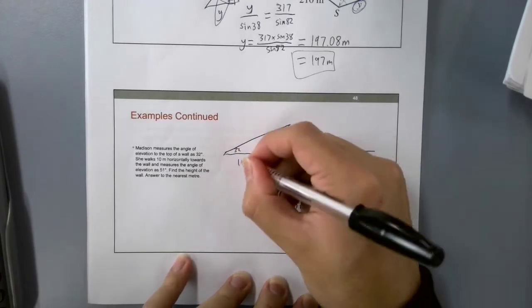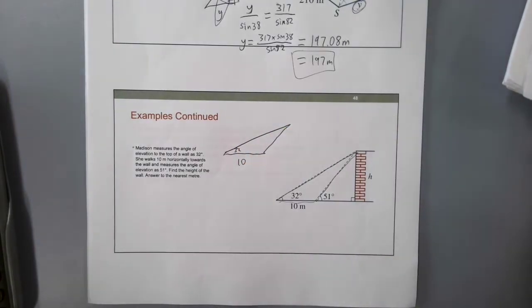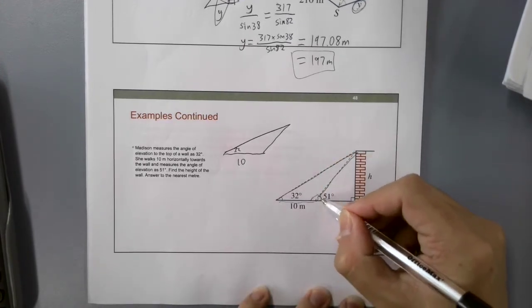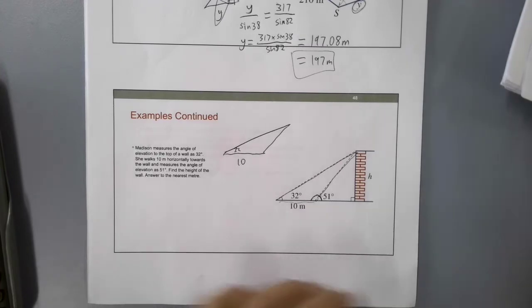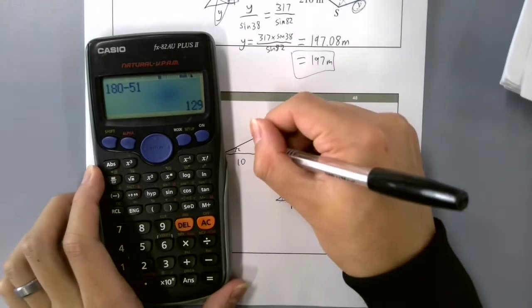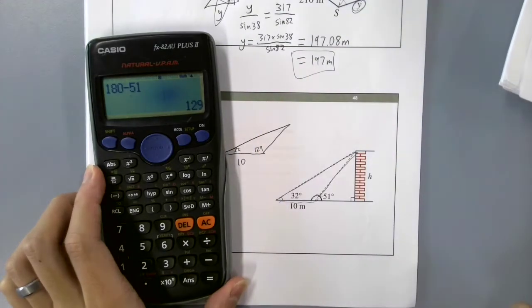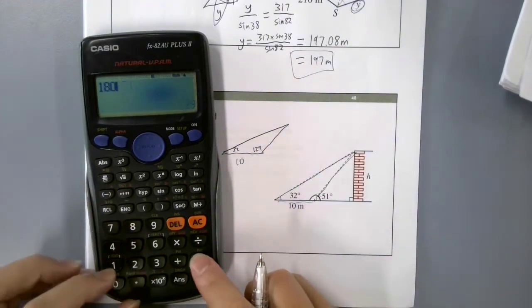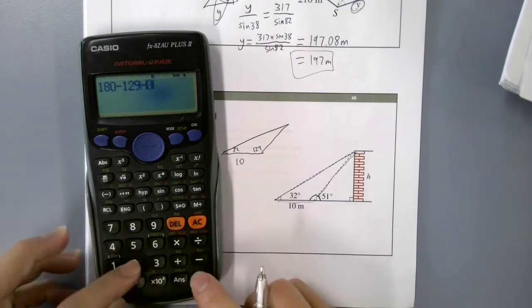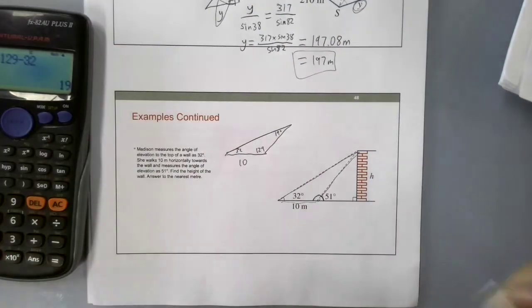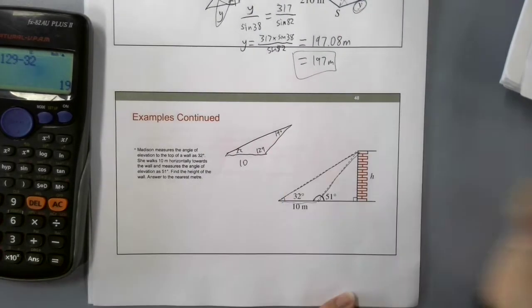The reason I've done that is because there's actually a lot of information you know about this question even before you start. Because if we're looking at this angle here, we know that that's a straight line, and that's 180 degrees. So if we do 180 minus 51, suddenly we're given this angle here, 129. The angle sum of a triangle is 180, so I'm going to find out the missing angle up here, and that's 19 degrees.